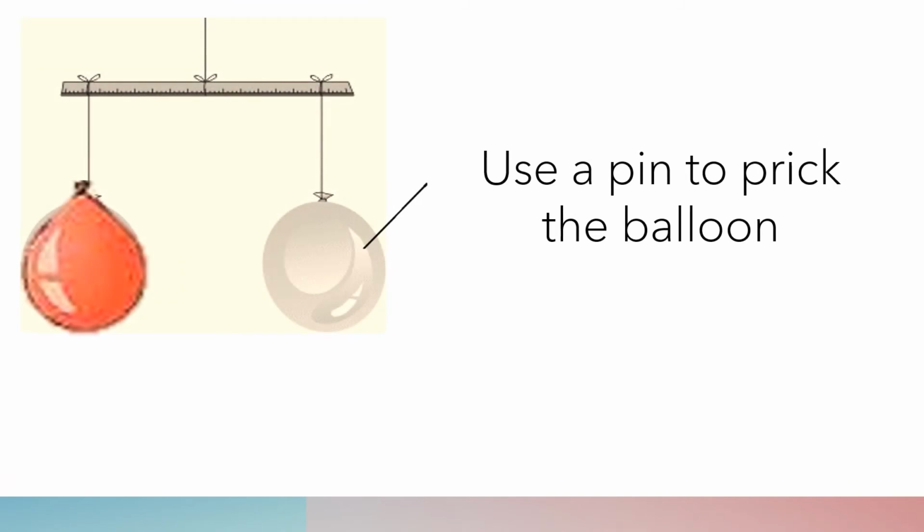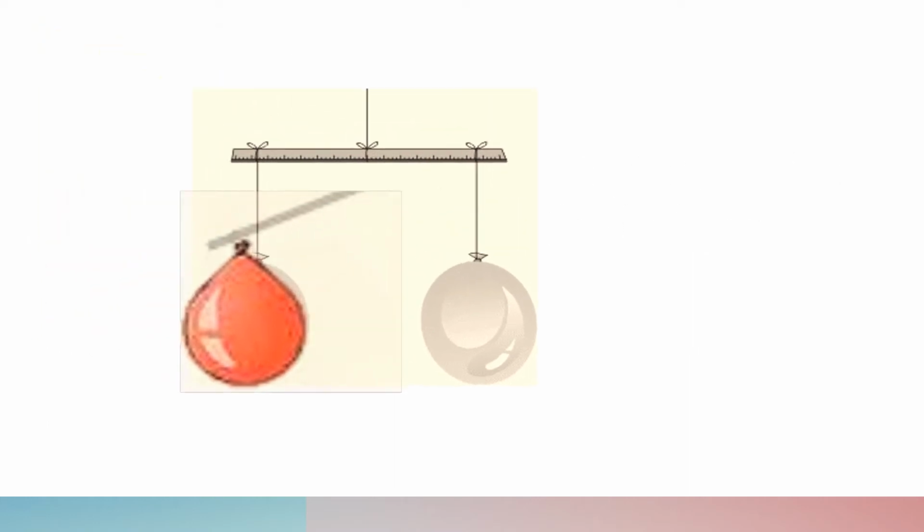Then how about gas? Is gas a matter? Okay, let's see. This is an experiment to show that gas occupies space. When we blow the balloon, it becomes bigger in size. So that shows us that the air occupies the space inside the balloon. So air occupies space.